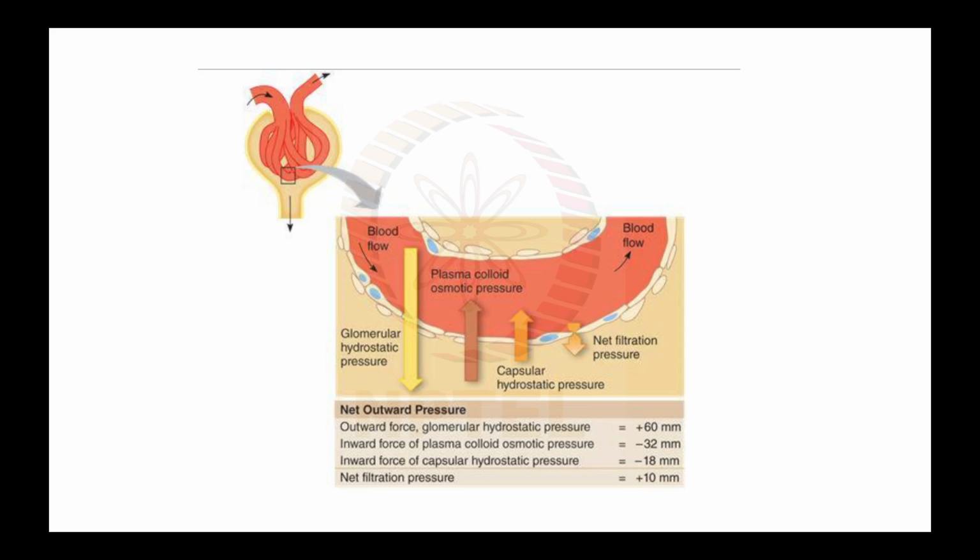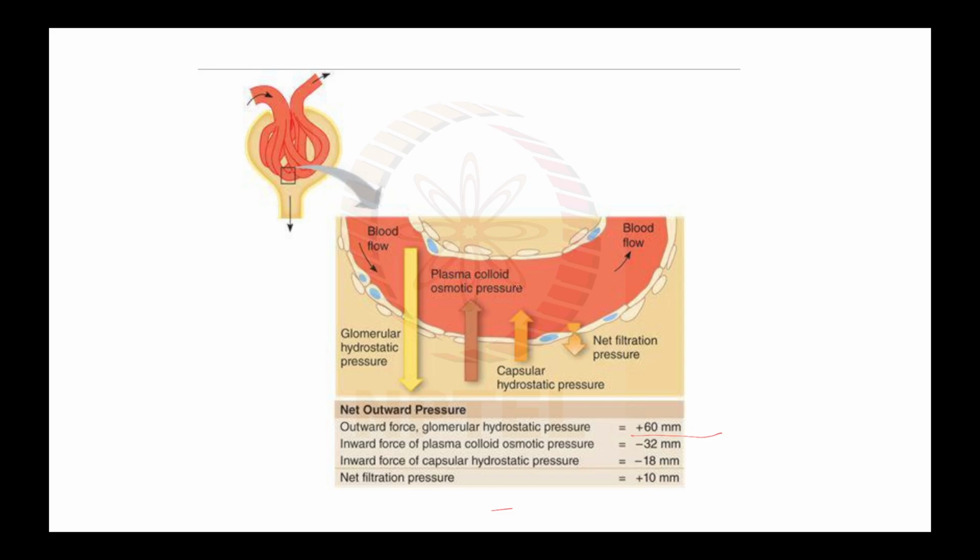Even though the blood is coming with a very high pressure, which is glomerular hydrostatic pressure, plus 60 mmHg. Blood is coming with 60 mmHg pressure. Because of that high pressure, it is pushing the liquid outside the capillaries. This is a very high pressure which is being put.